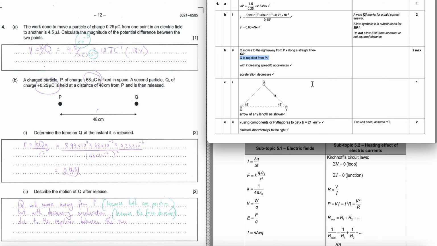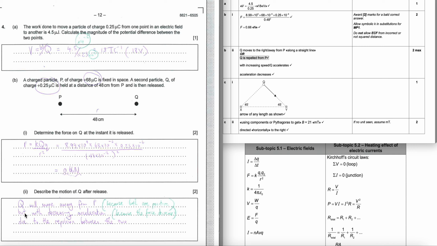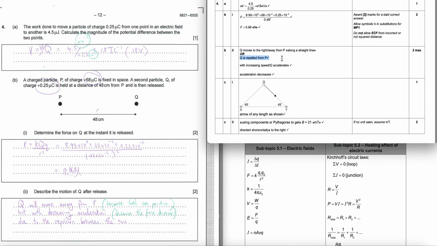Now obviously the speed is going to increase. We experience a force, so we're going to have an acceleration. However, when I wrote this answer, I said we're going to have a decreasing acceleration, and the reason for that is because the force is decreasing. If you notice in this kind of question, we actually have multiple points you could get.